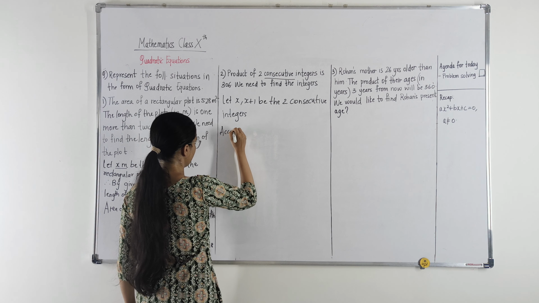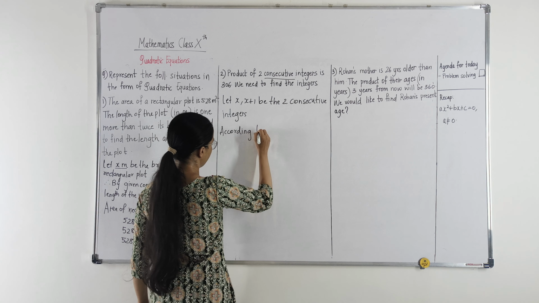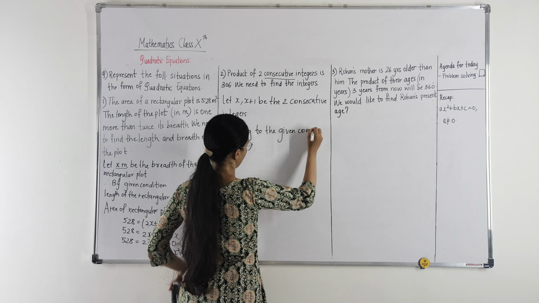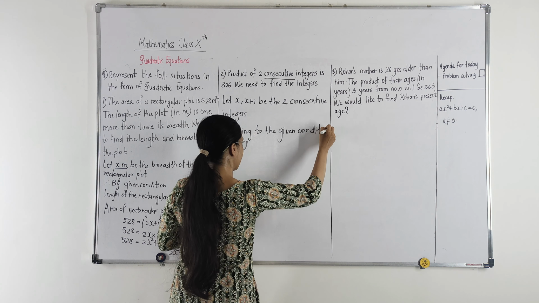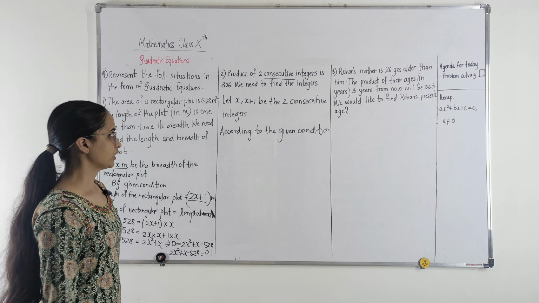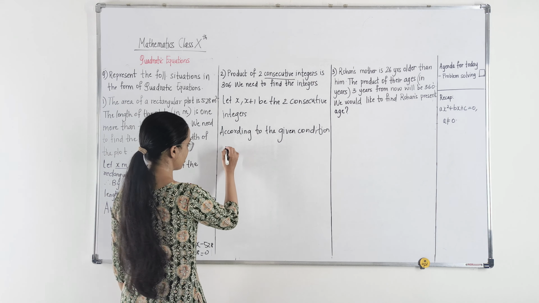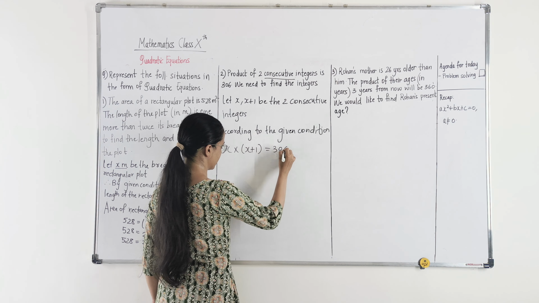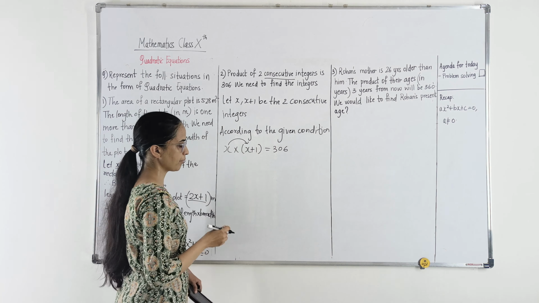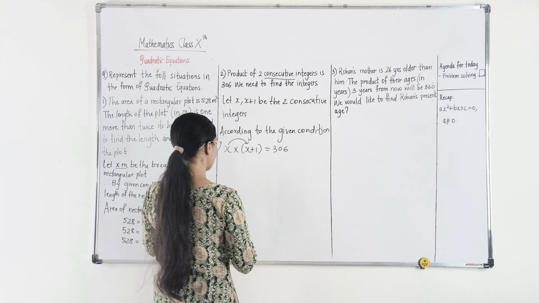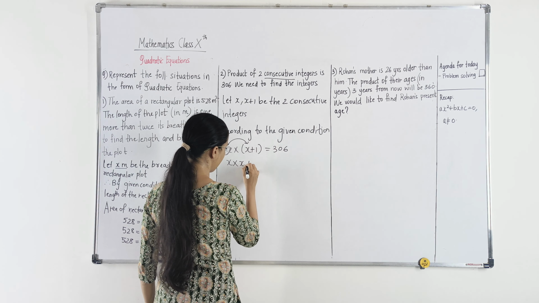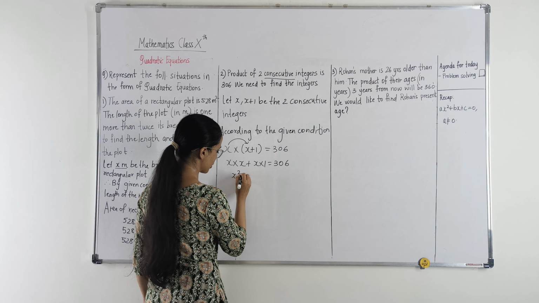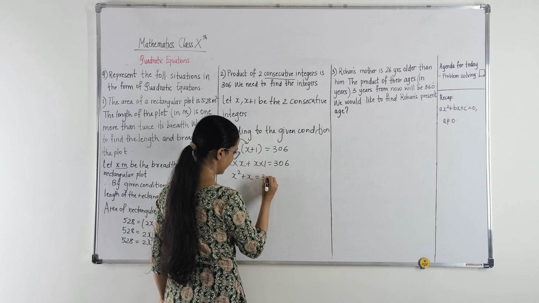Now according to the given condition, the product of these two consecutive integers is 306. That is why we can say that x into x plus 1 equals 306. Now let's multiply x with every term inside the bracket. So we will get x into x plus x into 1 equals 306, which is x square plus x equals 306.